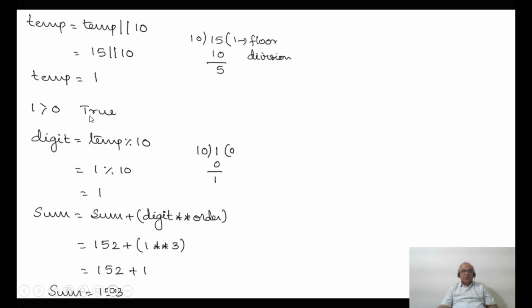See, 1 is greater than 0. Condition is true. Digit is equal to 1 % 10. So the remainder is 1. What is the value of sum? Sum will be equal to the previous value of sum, 152, plus the digit. What is the remainder you have? 1. So 1 to the power of 3. 152 plus 1 is 153.